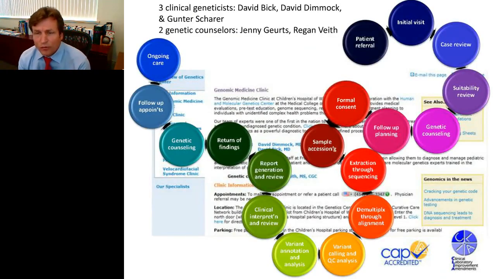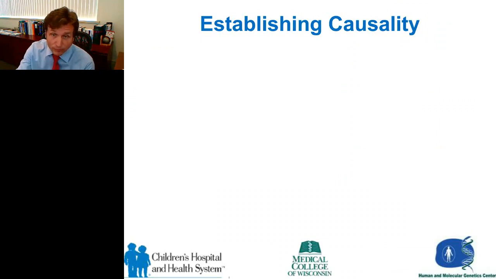Okay, so where are we today? This is a little bit of a flow chart about all the different pieces that go into this for us, and we have, as I mentioned previously, a full clinic. Here are all the steps that we go through. It is both CAP and CLIA certified. We have 3 clinical geneticists who focus in this space, and we have 2 genetic counselors, one that focuses on adult, that's Jenny Gertz, and the other that focuses on pediatrics, that's Reagan Veith. These individuals make up the team that's practicing the medicine. Everybody else is involved in supporting those programs, which we'll talk about.